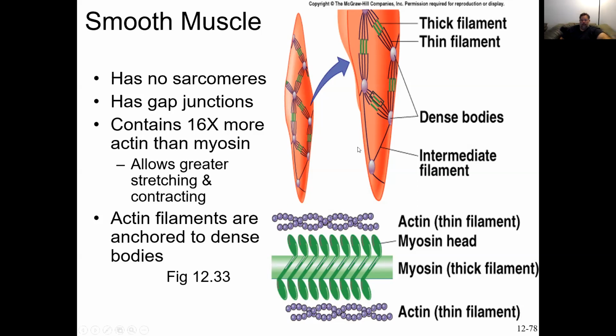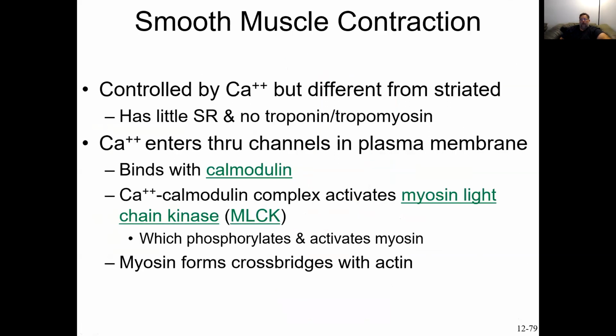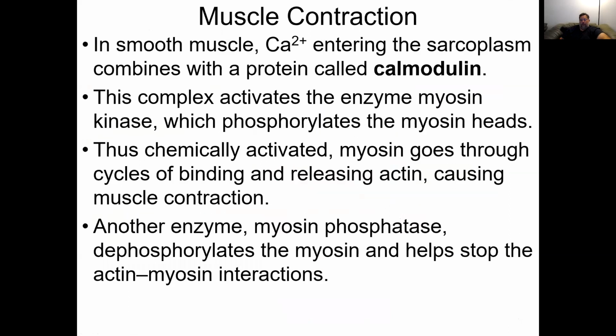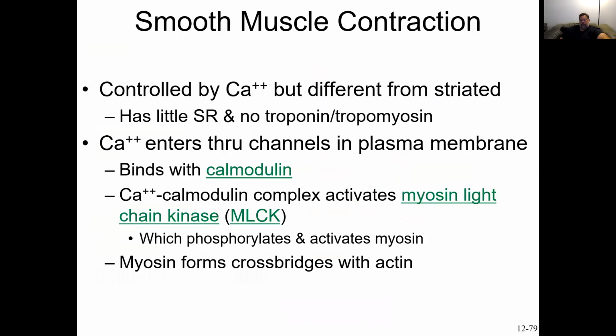There's a lot more actin with smooth muscle than there is with skeletal muscle in comparison to myosin. So there's 16 times more actin with smooth muscles in relationship to myosin, while in skeletal muscles, the myosin is much more prevalent. And again, there are these dense bodies that are the anchoring bodies for the thin filaments. So these descriptions will make a little bit more sense when you see the next picture.